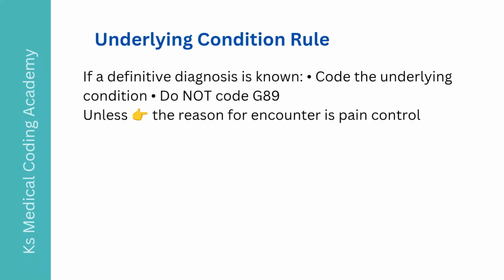Underlying condition rule. If a definitive diagnosis is known, such as spinal stenosis or vertebral fracture, and the encounter is to treat that condition, code the underlying condition only. Do not assign a G89 pain code.